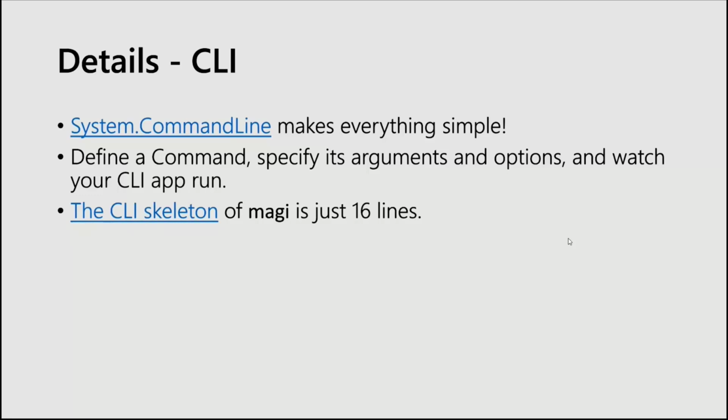You don't have to read the args which you pass into main anymore and ensure that all the types are right, all the options are given correctly, and do the validations and all. It's a fluent interface for building CLI apps in a very quick manner. It's so quick that the CLI skeleton of Magi was just 16 lines.